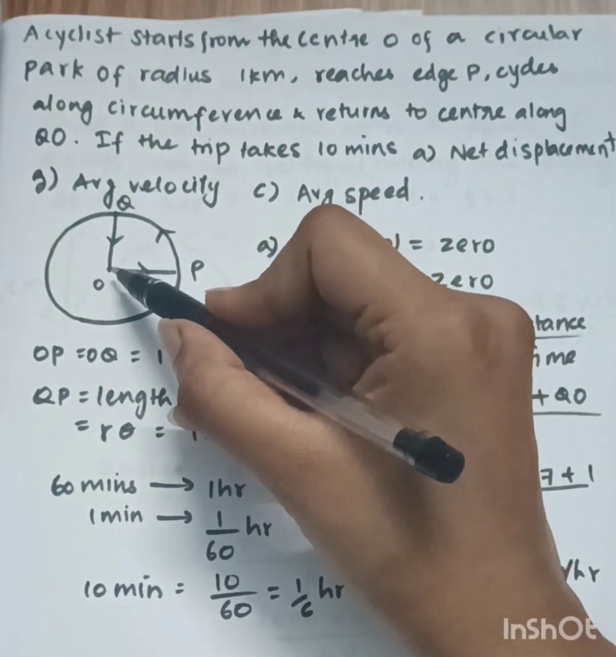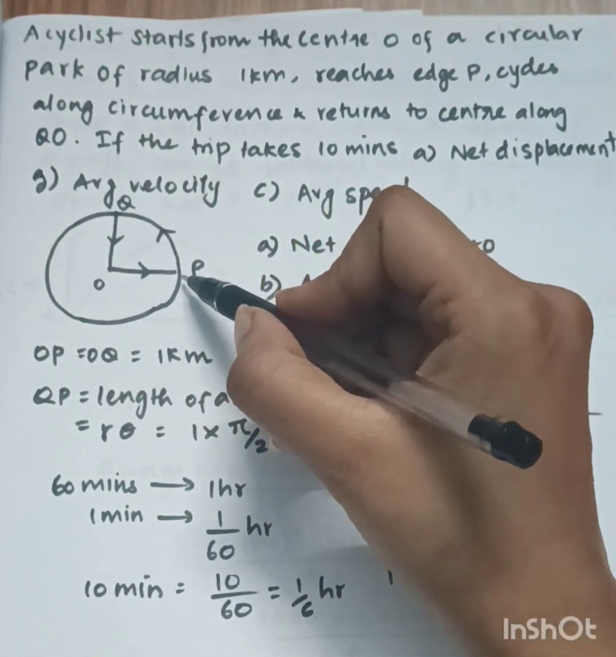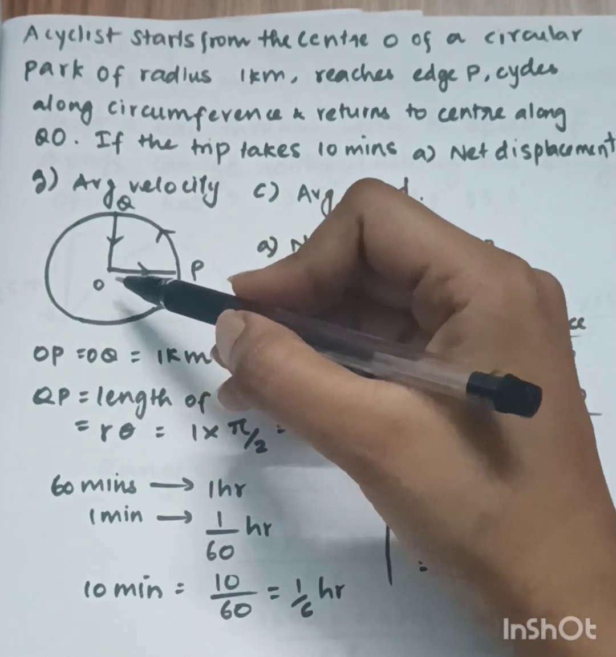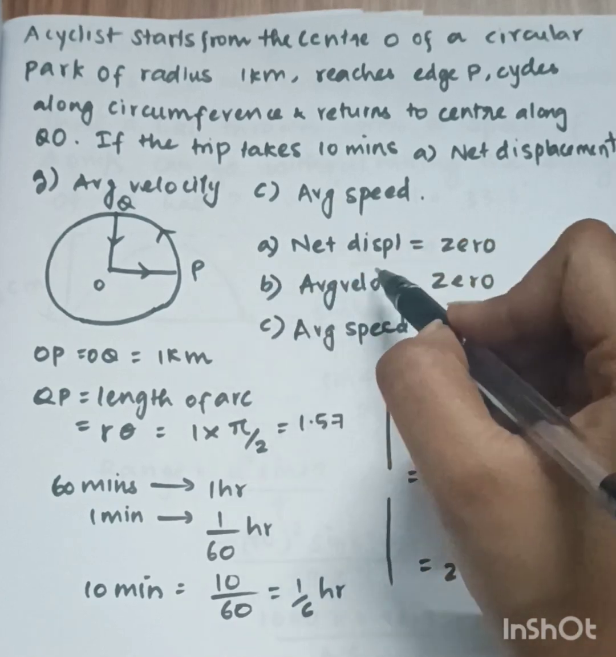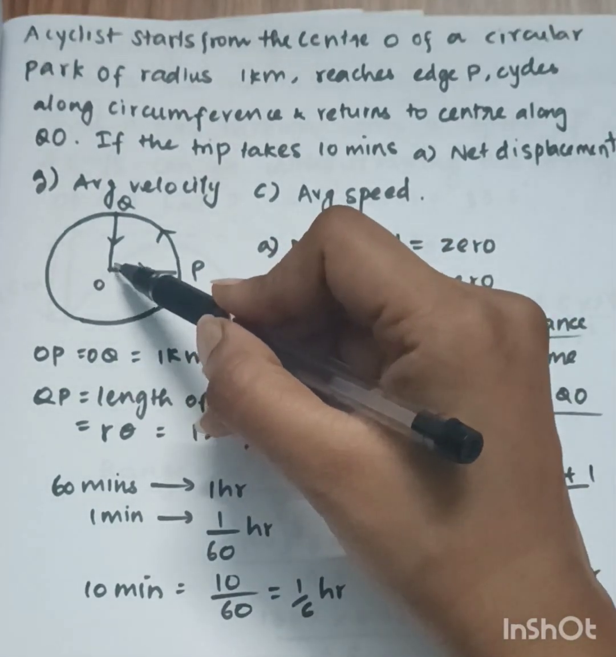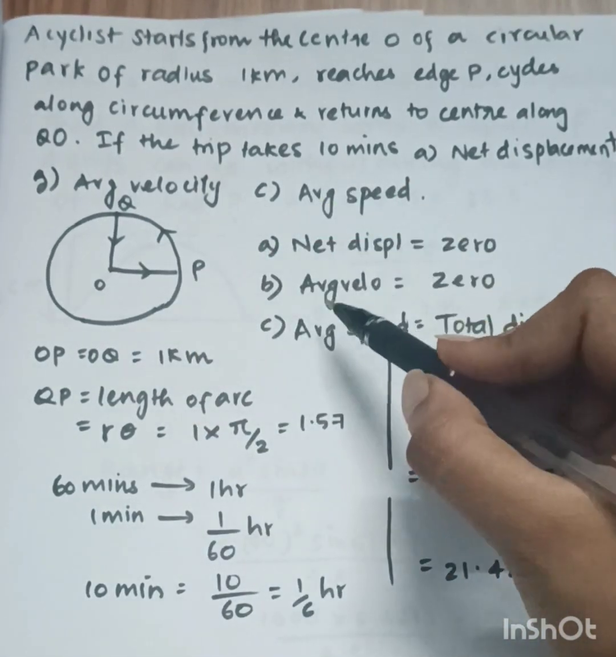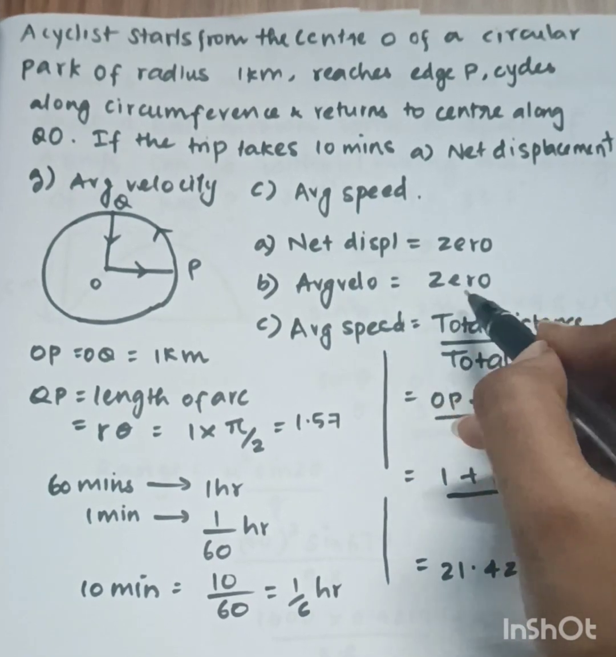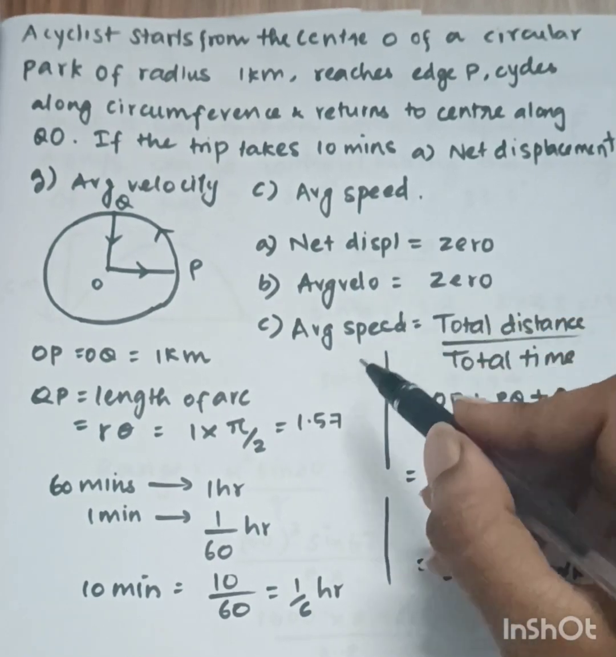So he is starting from O, then he is reaching point P, then he is going to Q, then he is coming to O. What is the net displacement? It is 0 because the initial and final points are same, that is O. What is average velocity? That is net displacement by total time. That is also 0 because net displacement is 0.